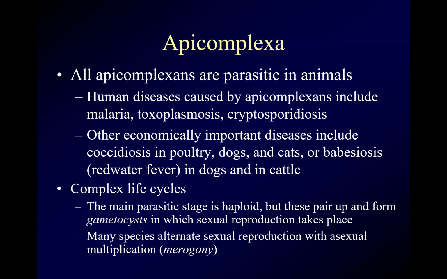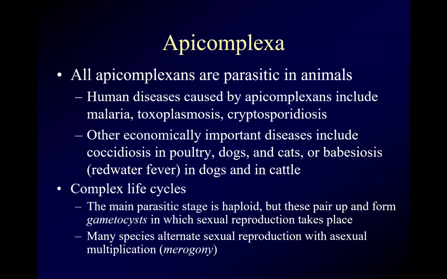Human diseases include malaria, toxoplasmosis, which is not terribly dangerous for adult humans that get it, but it can be very dangerous to fetuses because if a pregnant woman gets it, toxoplasma can cross the placenta and do damage to a developing fetus.